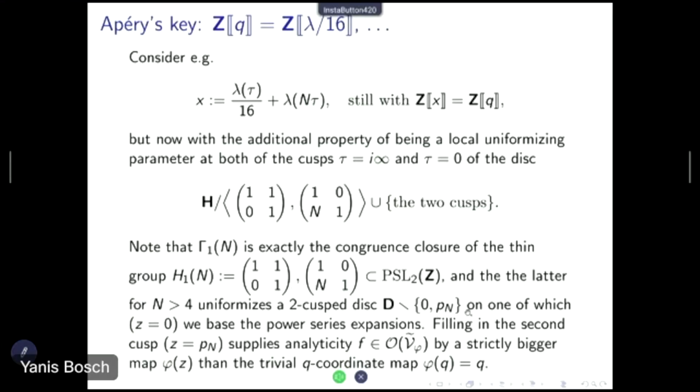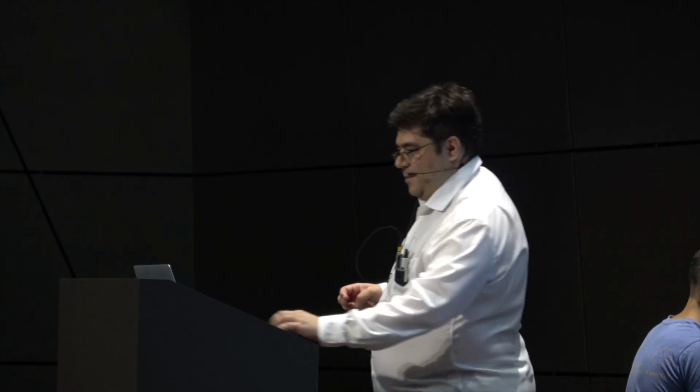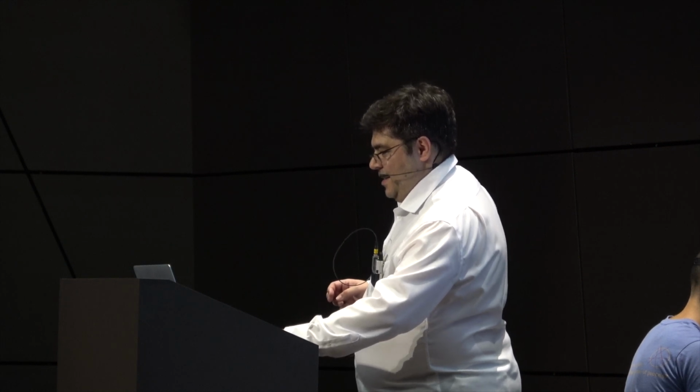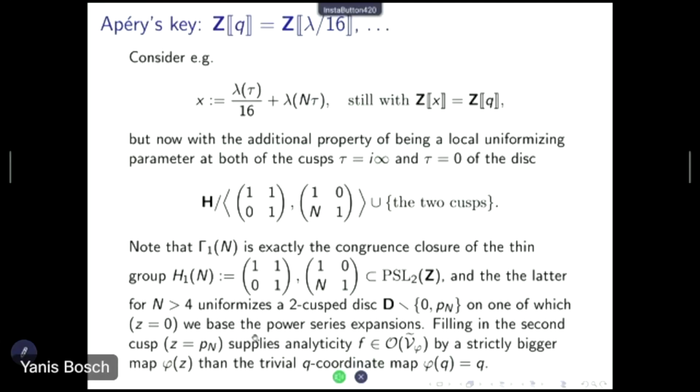Somehow our setup was already on a borderline where the criteria almost but not quite applied. If now we uniformize this disk as a disk minus 2 punctures, with some p of n intricately depending on this n, then one of the cusps, the origin of the disk, is the center of the z-series, the analytic coordinate of the disk, or the q-series, or the x-series. If we fill out the second disk, we can find a larger mapping phi by Schwarz lemma factorization through the universal covering space. It will have a strictly bigger derivative than the trivial map, which had derivative 1.